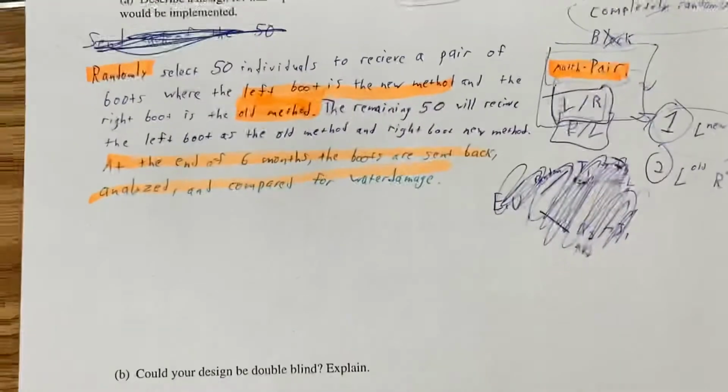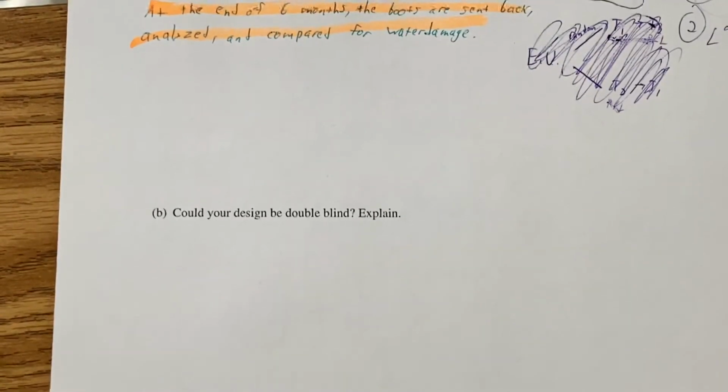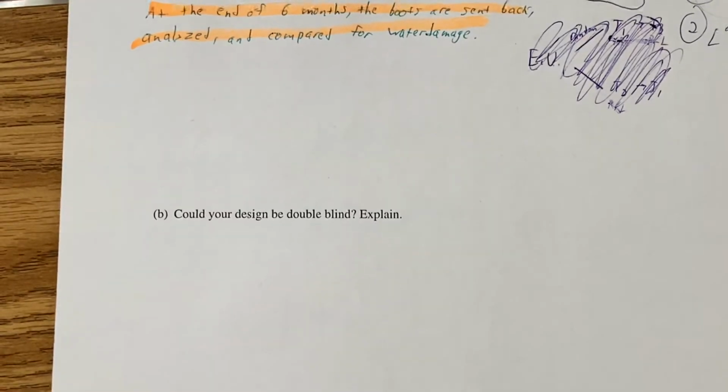Part B, it says, could your design be double blind? Not only could it, it should. Because, as a person, if you know one is done as a new version and another one's the old version, then it is possible you'll psychosomatically start thinking that one boot is better than the other. And when it comes to rain boots, if you think your left boot is better than your right boot, you're probably going to use it to step in puddles more often than the other.